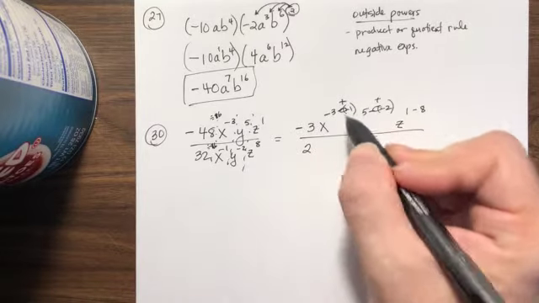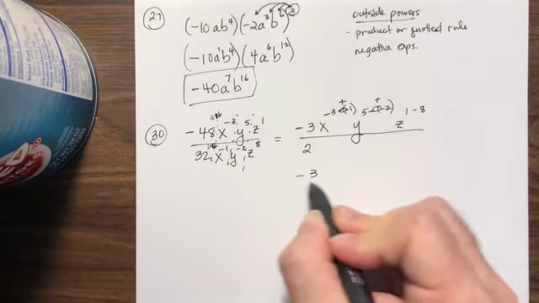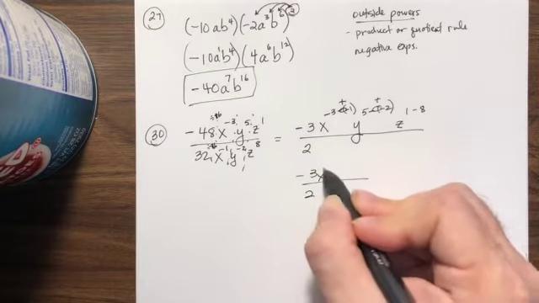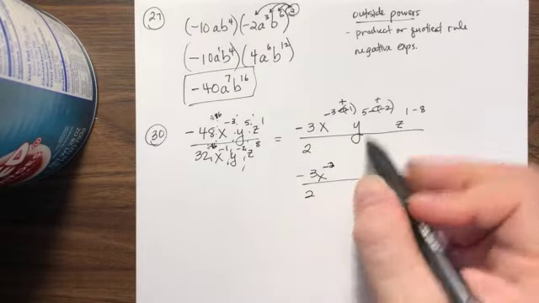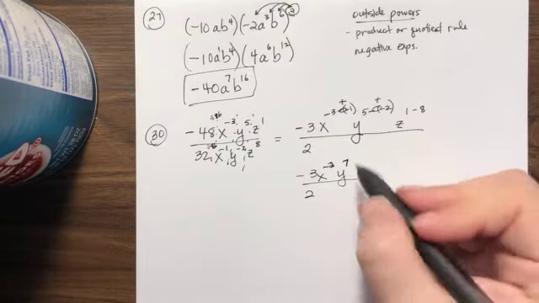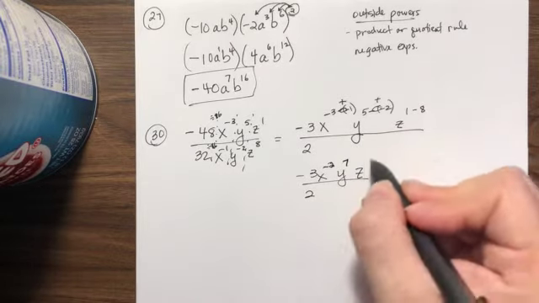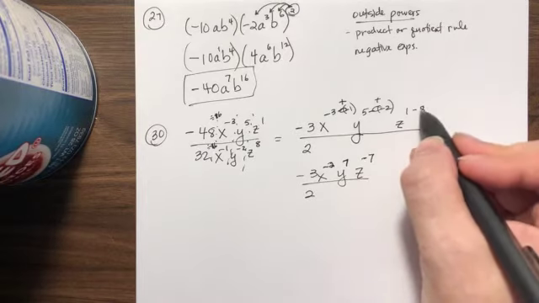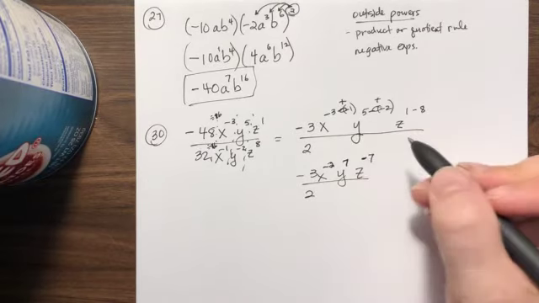Negative 3 plus 1, different sign, subtract. So we're left with x to the negative 2. 5 plus 2, both positive, so we add, get 7. And then 1 minus 8, you subtract, so you get negative 7, and the larger number keeps the sign.